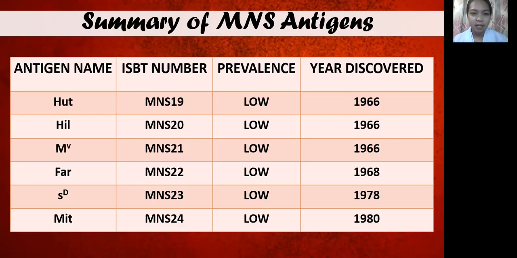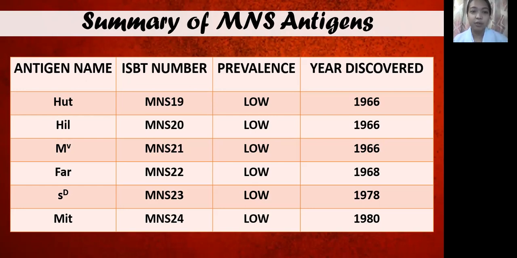Next is antigen HUT or hot. It is MNS19. It has also a low prevalence. It was discovered in the year 1966. Another antigen is HIL, which is the MNS20. It has a low prevalence and it was discovered in the year 1966.